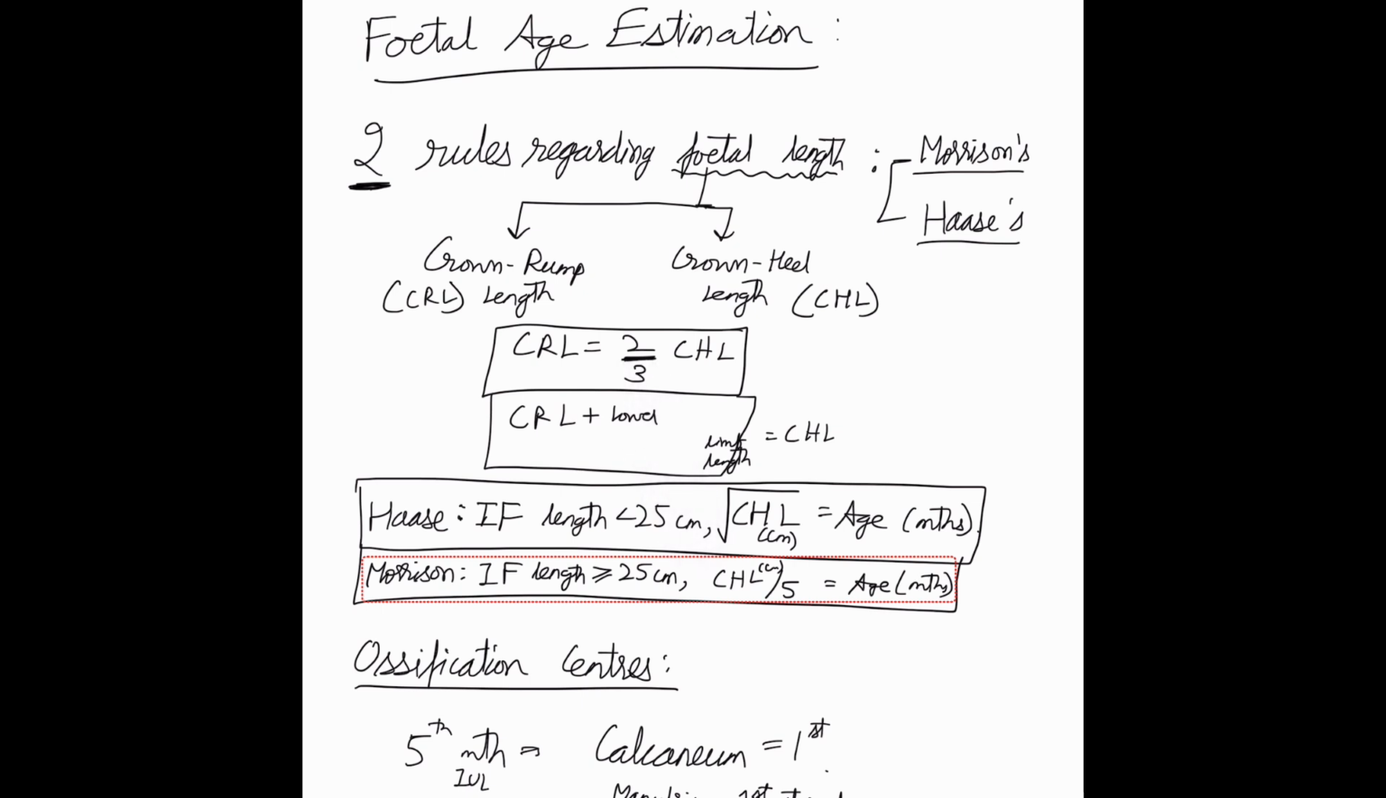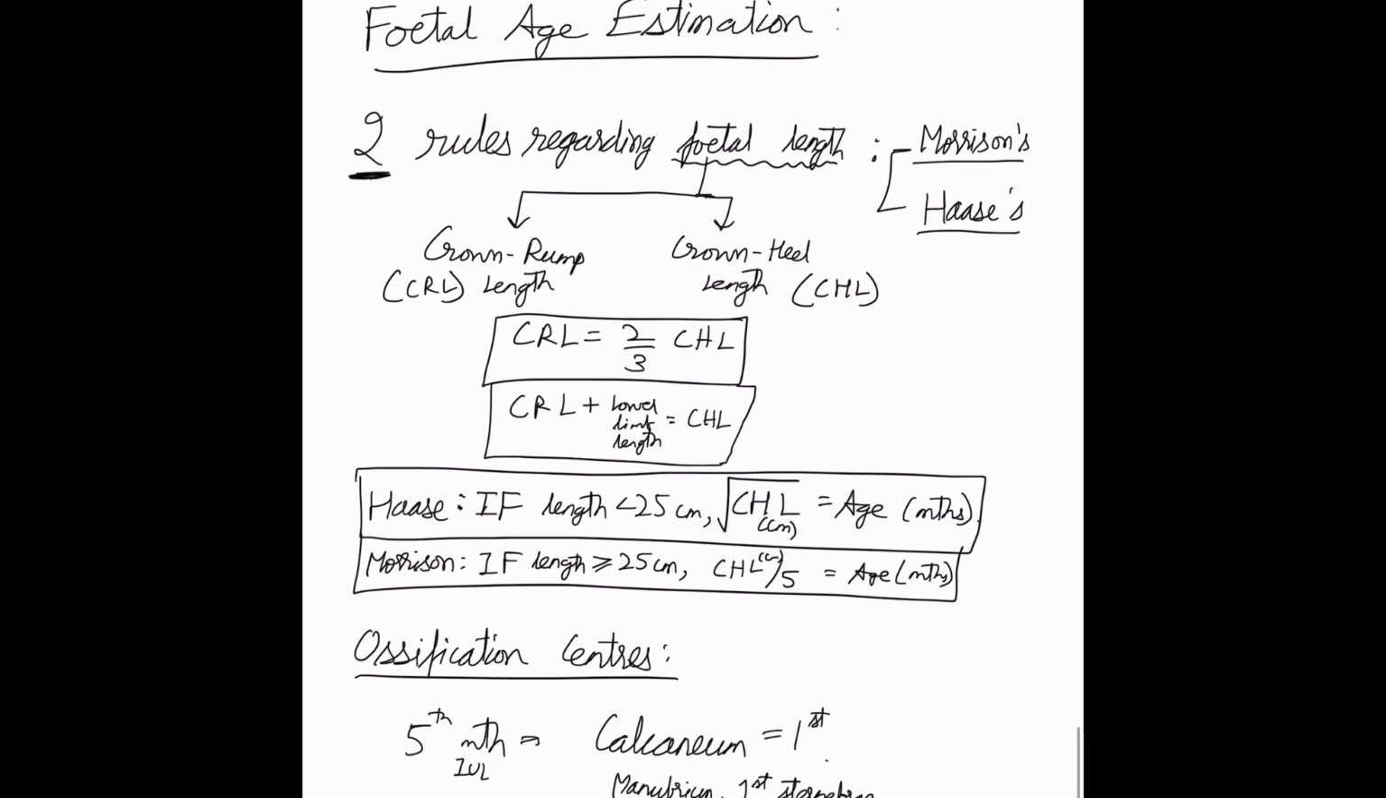So the first rule, that is Haase's rule, if the total fetal length is less than 25 centimeter, its age in months will be given by square root of the CHL value in centimeters. So Morrison's rule states that if the total fetal length, which is basically the CHL, is more than or equal to 25 centimeter, divide the CHL by 5 to get the age in months. So this is lunar months.